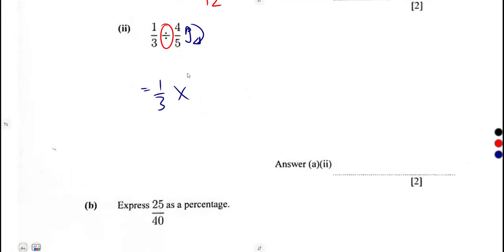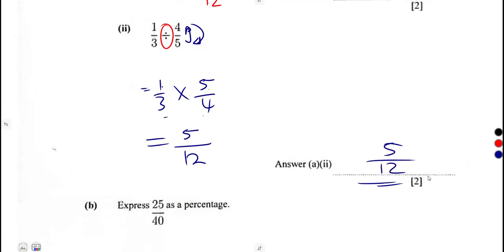Fraction. So that's times 5 over 4. So you can multiply the numerators together, denominators together, since we cannot cancel. 1 times 5, that's 5. 3 times 4, that's 12. So that was going to give us what? 5 over 12. All right.